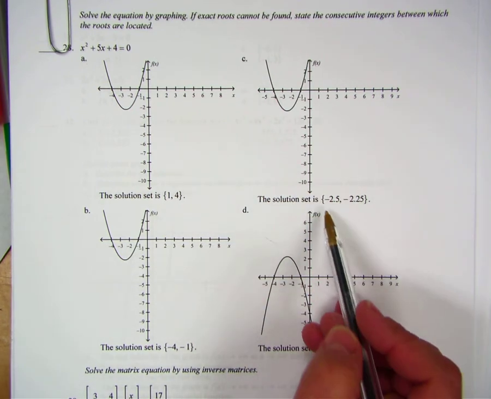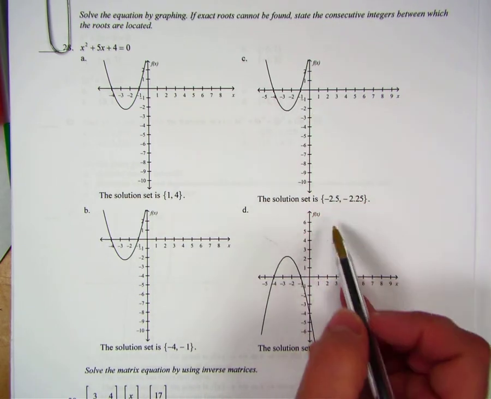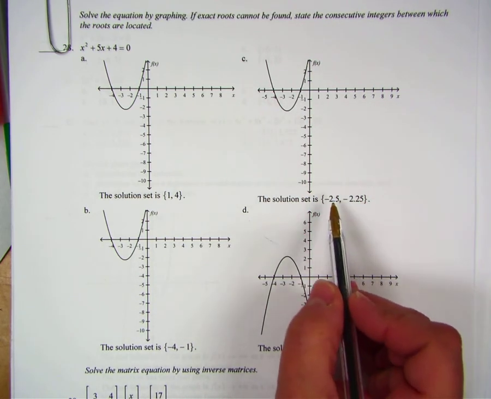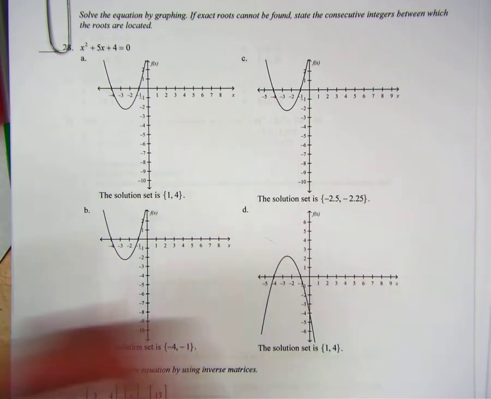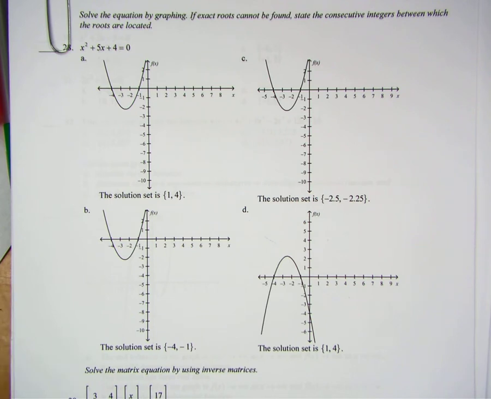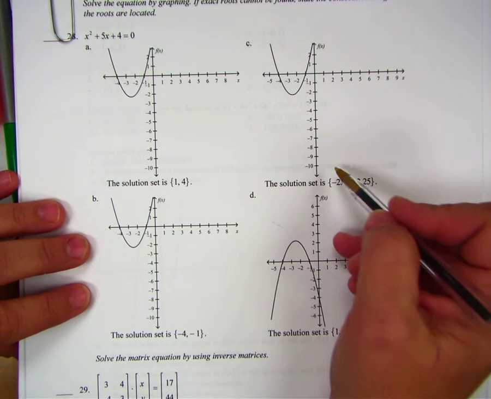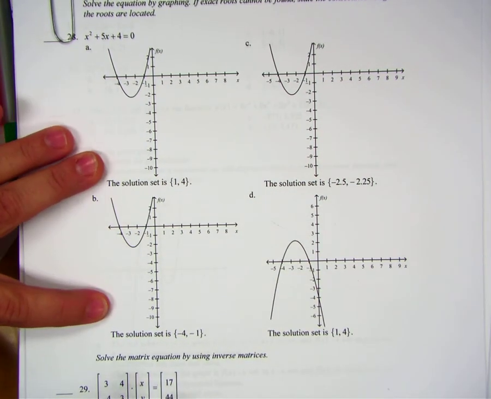If you look at choice C, look at your choices there. Are negative 2.5 and negative 2 1/4 integers? No. They're decimals. They're rational numbers, right? They're not integers. So it can't be C. Now look at A and look at B.